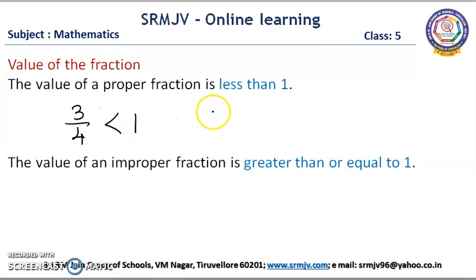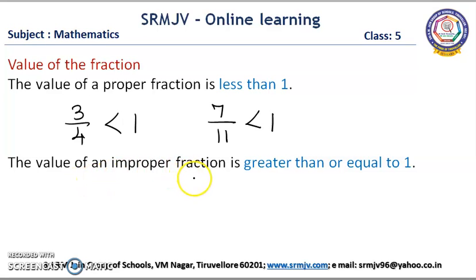Okay, let us see one more example. 7 by 11. Here, see the fraction. The numerator is less than the denominator. So, the value of the proper fraction is less than 1. So, the value of a proper fraction is always less than 1. Is it clear, children? Okay, the next one.